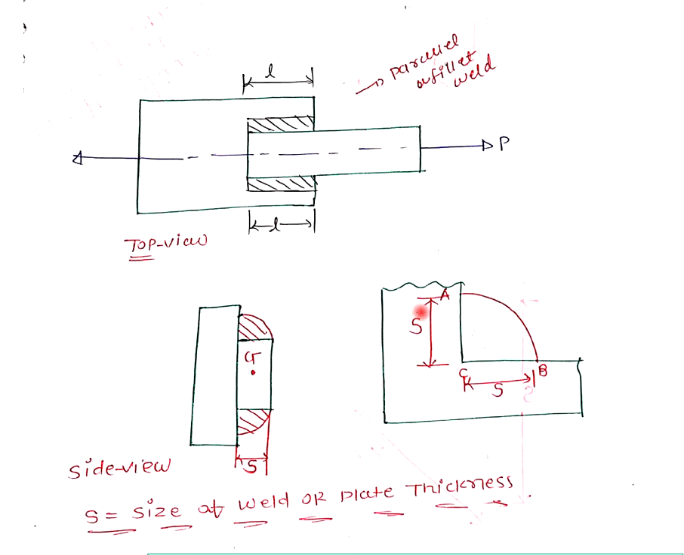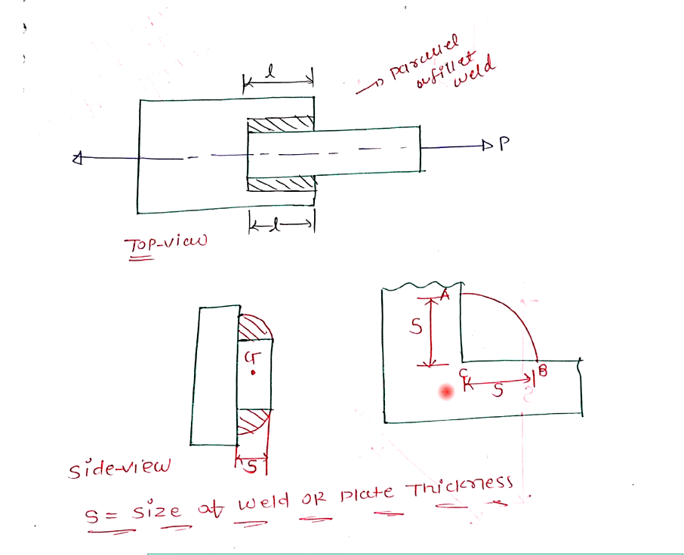This S term denotes the size of weld. Now this is a designation of the fillet weld. This A, C, and B. This A to C is also the size of weld. This C to B is also the size of weld. So it is one type of butt T.